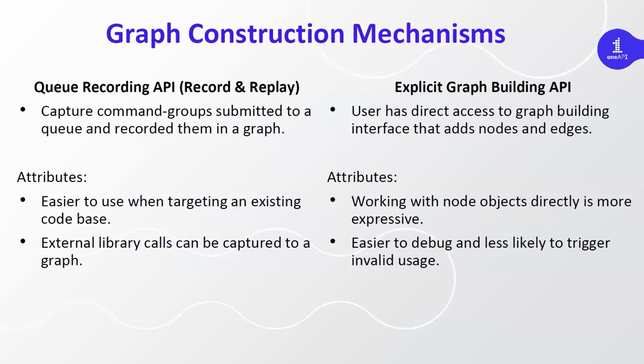On the flip side, we also have an explicit graph building API, where the user directly builds up the graph by using explicit methods provided on a modifiable graph to add nodes and then add the edges. This is a bit more expressive and powerful, and easier to debug. It's also less likely to trigger the kind of invalid usage cases you could get just by using the queue recording API.